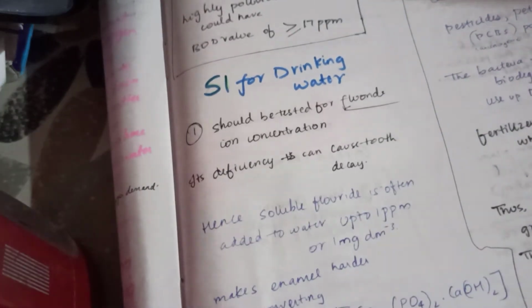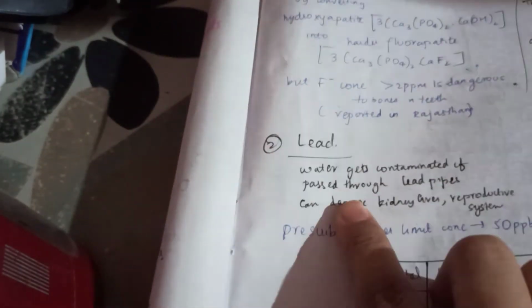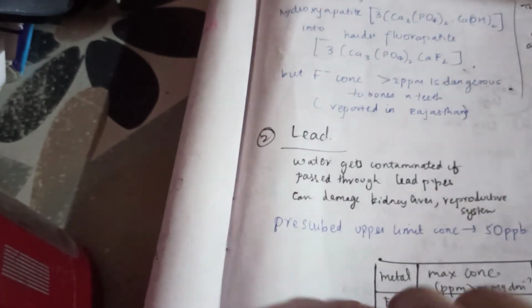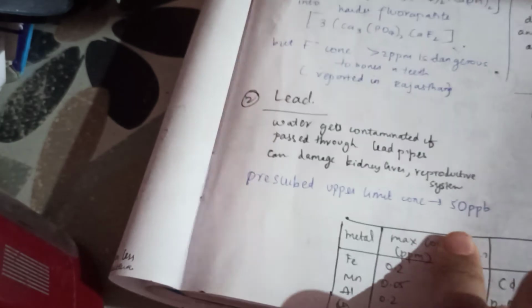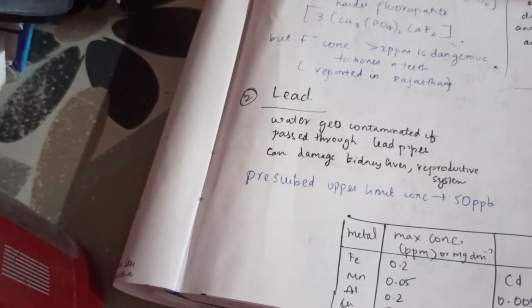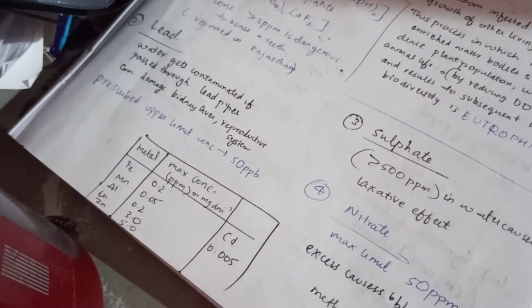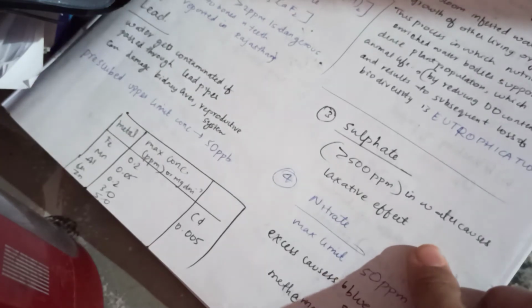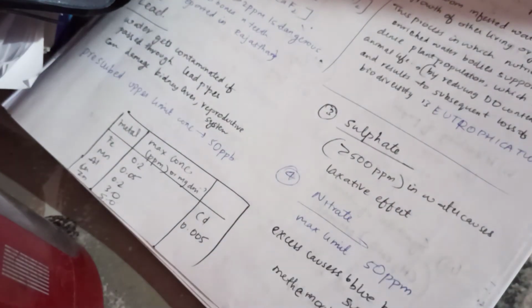So first, it should be tested for fluoride ion concentration. Then next comes the lead. Water gets contaminated if it passes through lead pipes, it can damage kidney, liver, reproductive system. Prescribed upper limit concentration is 50 ppb, 50 parts per billion. Next comes the sulfate. Sulfate must be less than 500 ppm in water. If it is more than 500 ppm in water, it causes laxative effect.